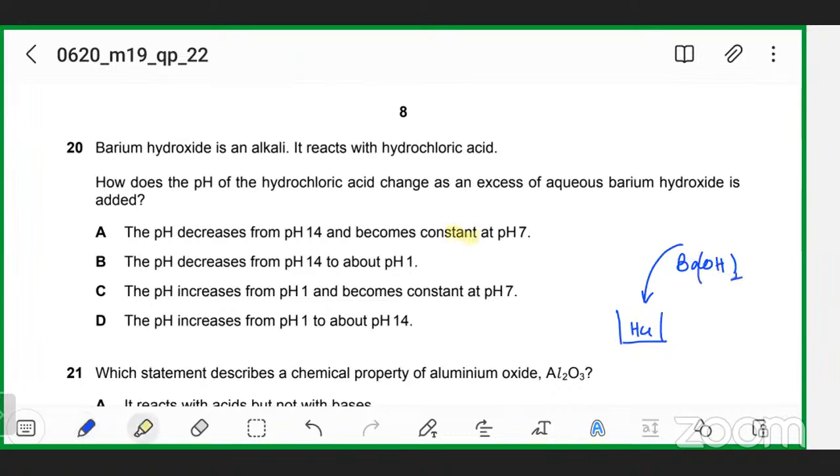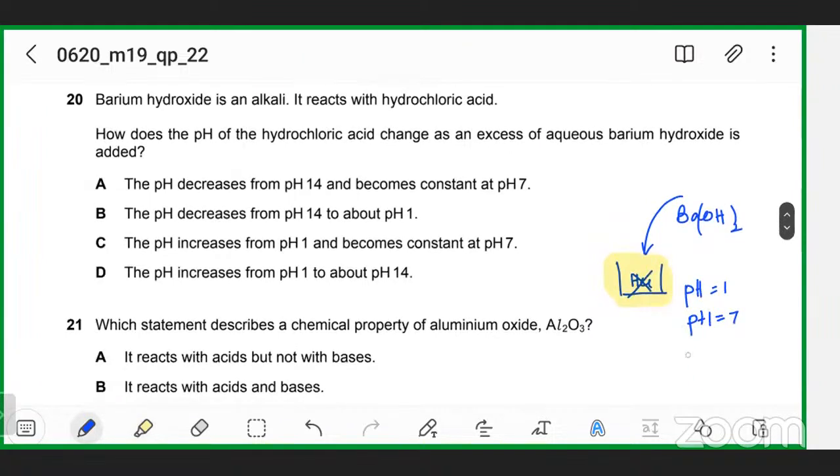So how would it change? HCl का start में pH क्या होगा? HCl will be 1. So at the beginning it's going to be 1, and then it will get neutralized. So when it gets neutralized, it will form a salt. So the pH will be what, 7?